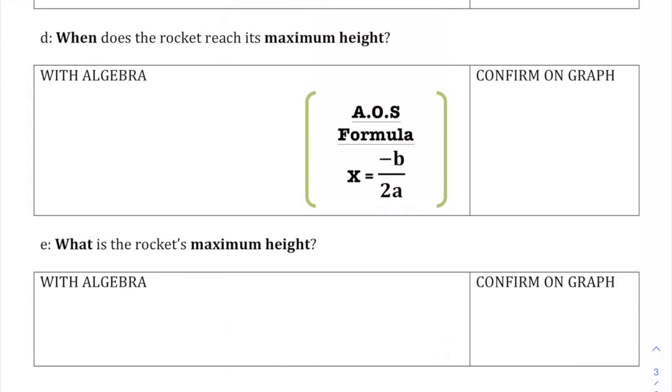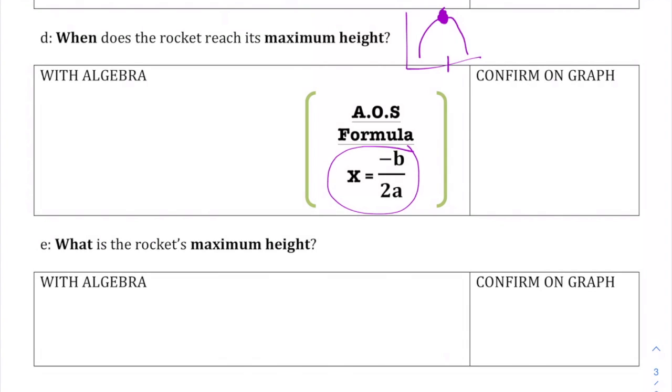Part D asks, when does the rocket reach its maximum height? And in order to find this, what we really want to think about is how the maximum would be at the top of the parabola, and that would be the vertex. Well, we have a formula for getting the x value at the vertex. We can find the x value of this vertex by using the axis of symmetry formula, which is x equals negative b divided by 2a.